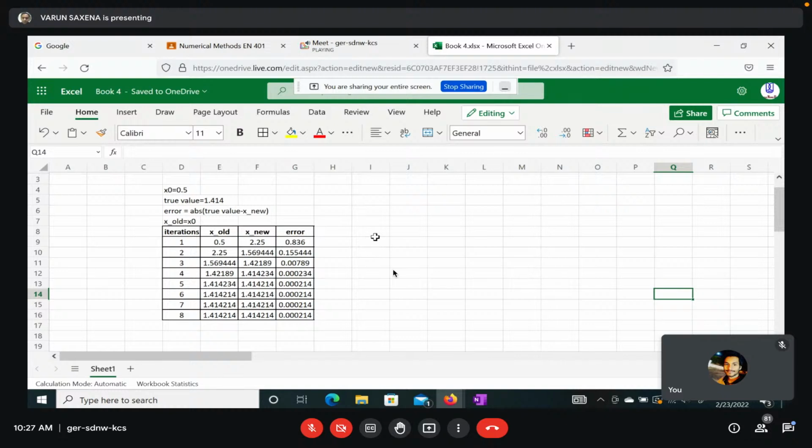So iteration is basically looping. You keep on moving in one loop again and again. It's like, how many times are you going to repeat something is what is basically the iteration, right?